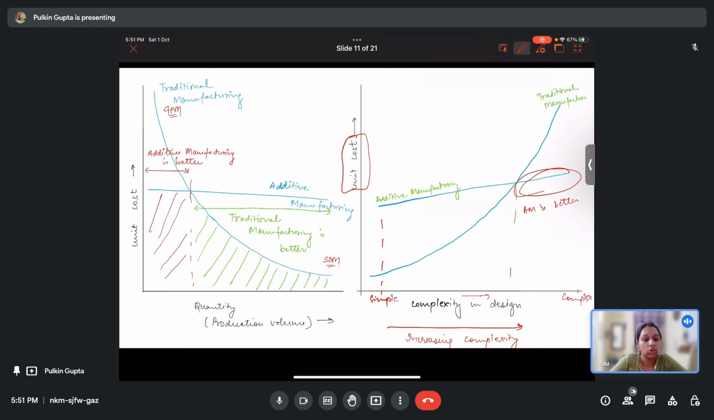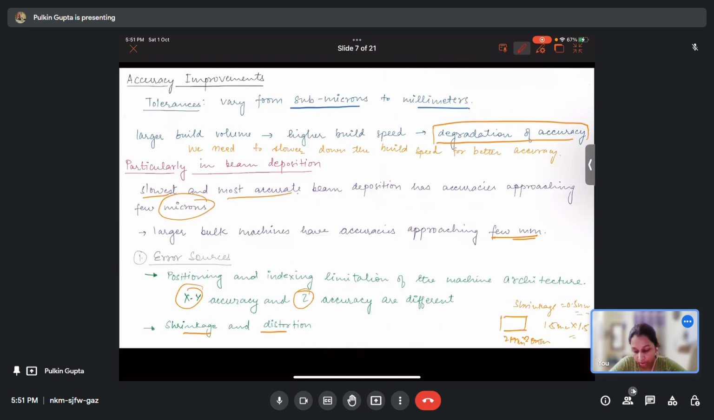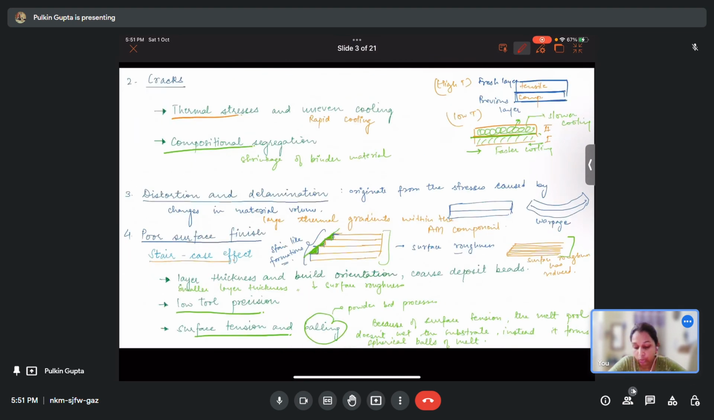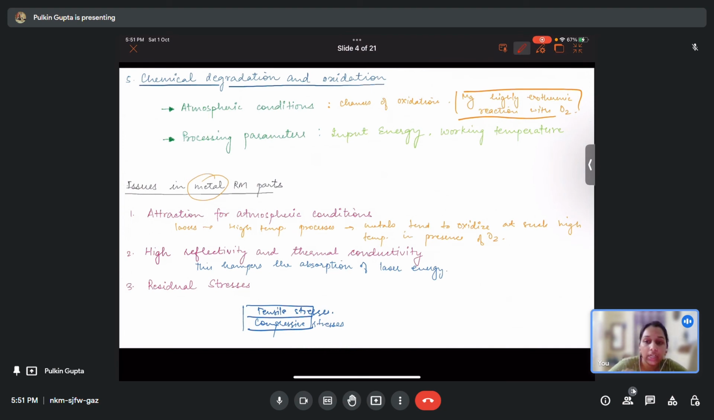Okay, so this week we studied the post processing techniques. Why is there a need for post processing? Because of the staircase effect, which causes surface roughness, because of the problems of surface finish, and because of the problems of dimensional accuracy. Then we saw certain defects present in additively manufactured parts, namely porosity, cracks, delamination or distortion. The other defects were poor surface finish, chemical degradation and oxidation.